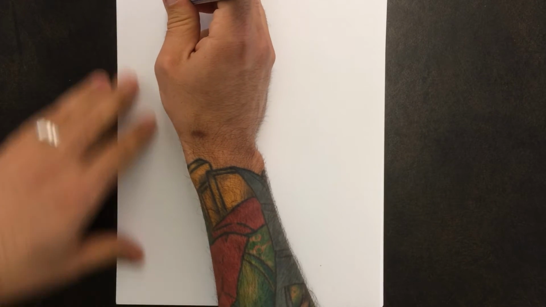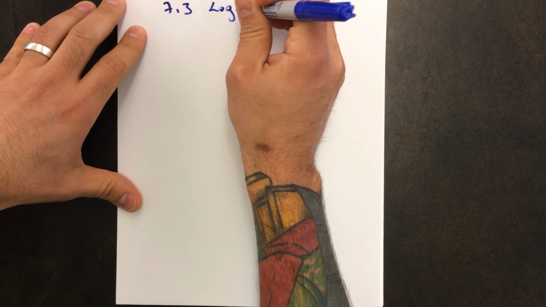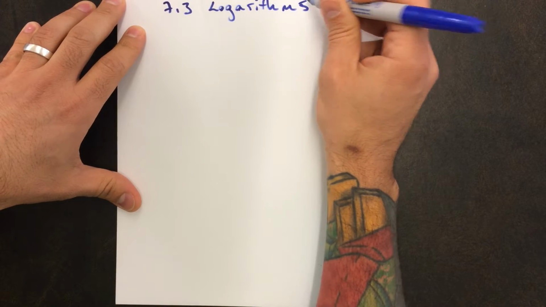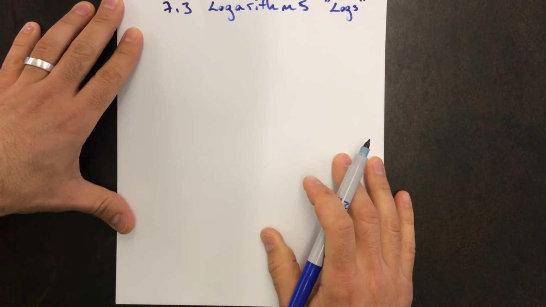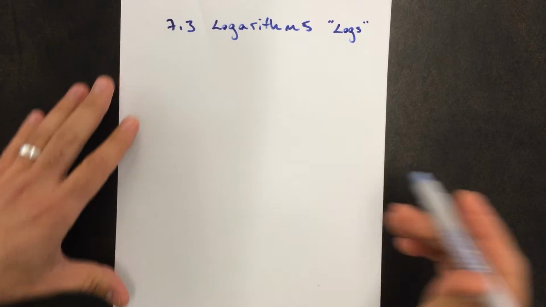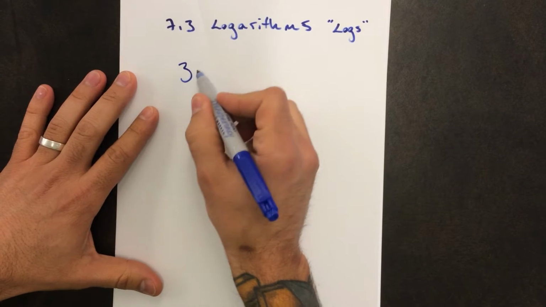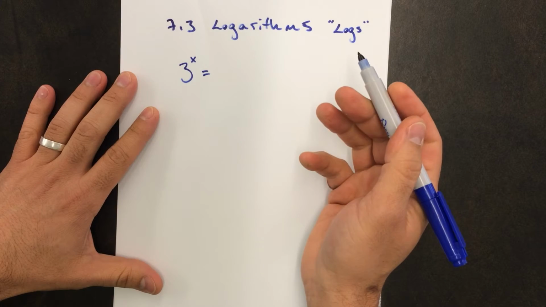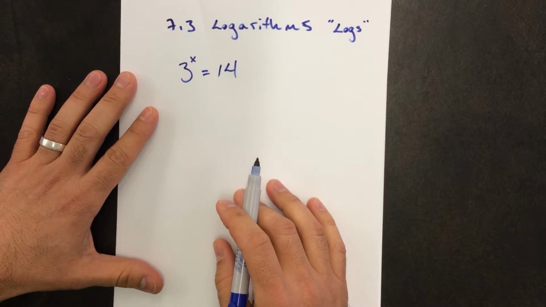Alright, in this video I'm going to go over section 7.3, which is logarithms. We're just going to call these logs. Okay, logs are a new concept to you guys. You haven't seen them before, but we run into a problem when I have something like 3 to the power of x equals 14, and it wants me to solve for x.